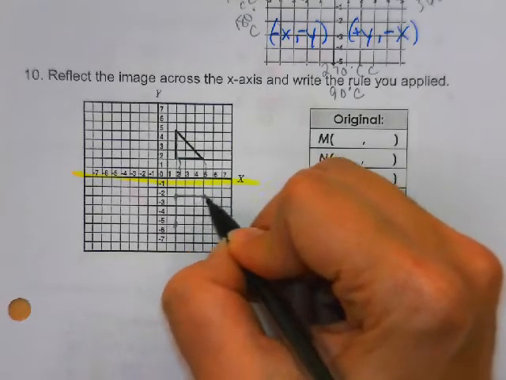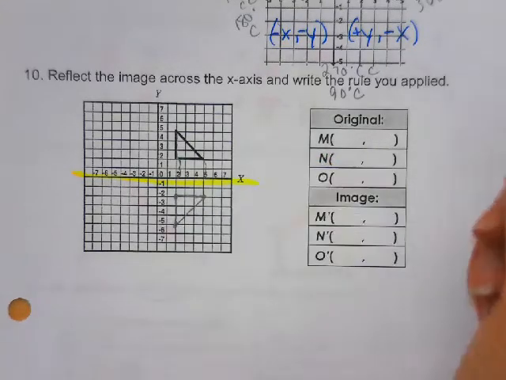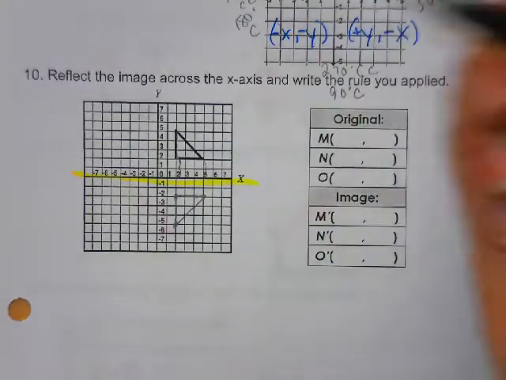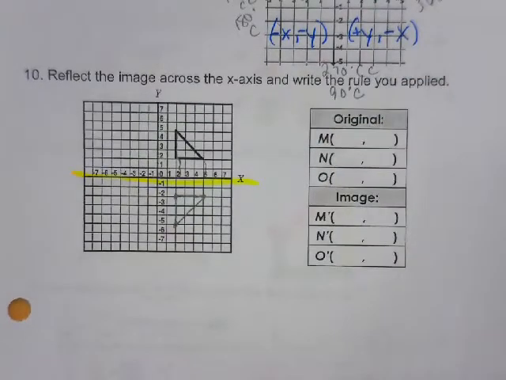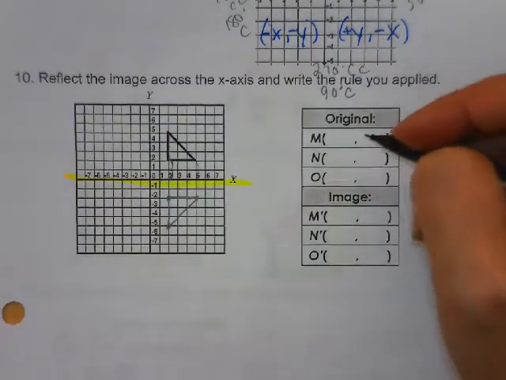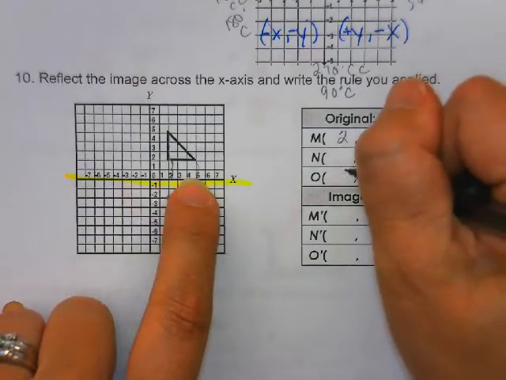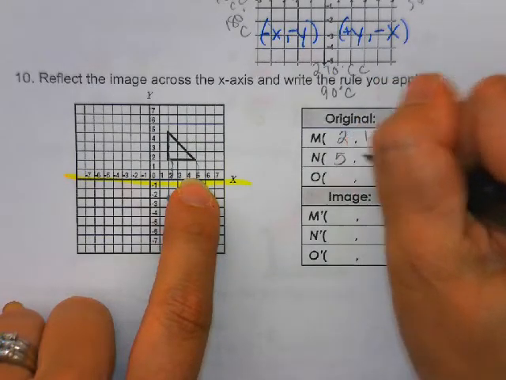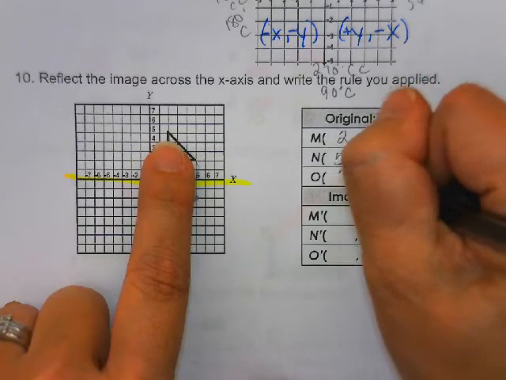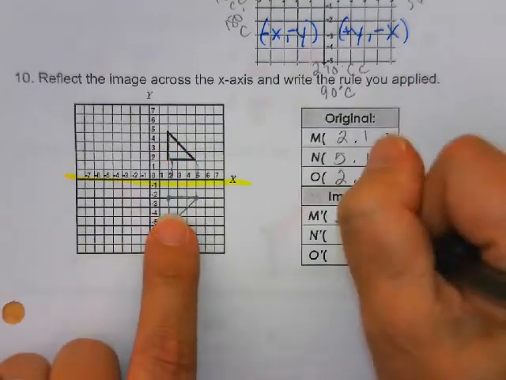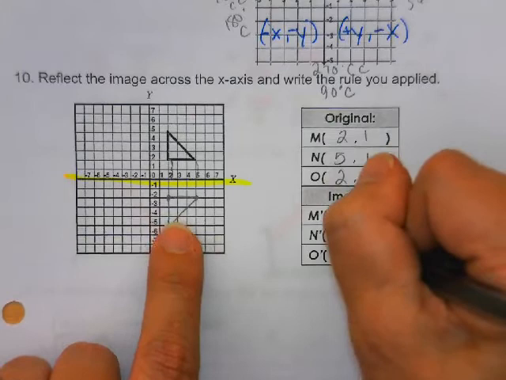Here's my picture. I didn't put any letters on here, but as long as you have the coordinates and you can write the rule, you're okay. So I'll just start here. This was at 2, 1. This is at 5, 1. This is at 2, 5. And now I'm at negative 2, 1.